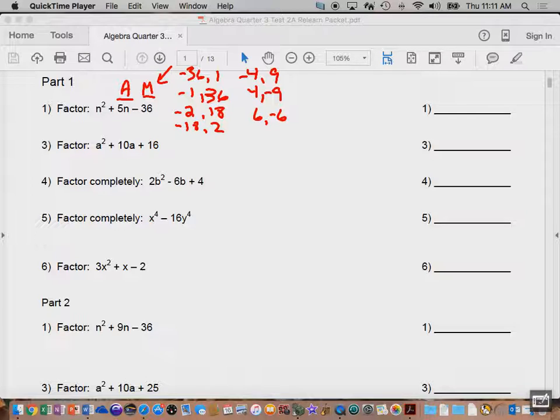So as I look at this, I ask, which one do I add up to a 5? And the answer to that is right here. So that means my factors are going to be n minus 4 times n plus 9.